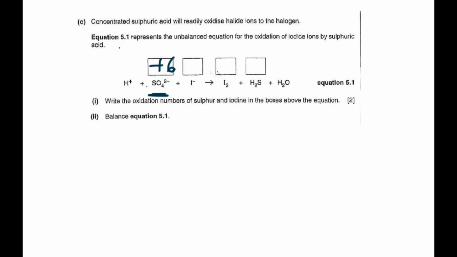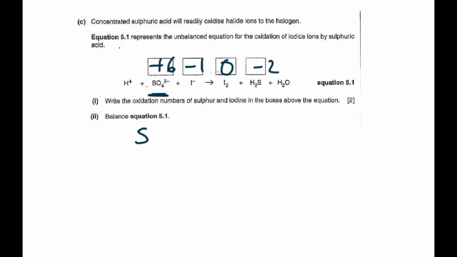Yeah, iodide is minus 1, iodine is 0 because it's an element, and sulfur here will be, hydrogen is plus 1, so sulfur will be minus 2. Let me just write that a bit more clearly. Okay, so those are the oxidation states.